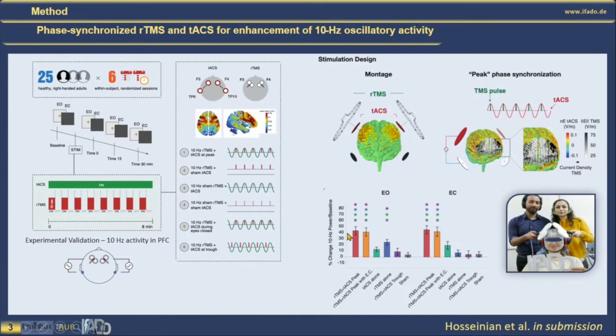We found that phase-synchronized rTMS pulses at the peak of the tACS sinusoid could result in a stronger effect compared to synchronization at the trough, as you can see here. This is likely due to the fact that the electric field is inducing an excitatory effect at the positive peak, and both rTMS and tACS electric fields are aligned in the same direction.